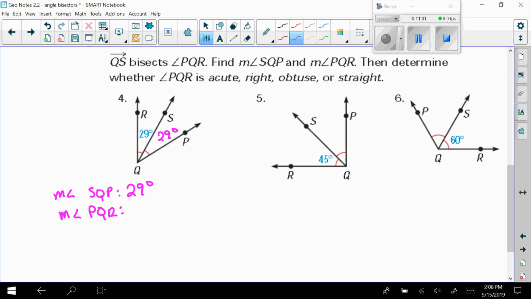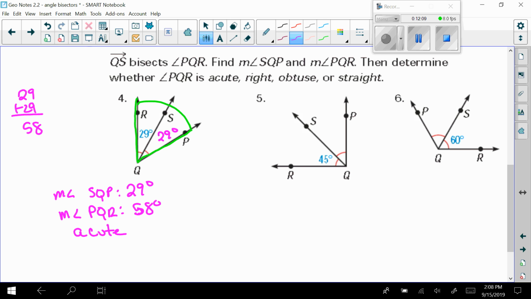And then PQR is the outside angle. So we need to take the two 29-degree angles and add them together, right? 29 plus 29. That's 58. So PQR is 58 degrees. And then I want to know, is PQR acute, right, obtuse, or straight? Well, we can look at this number and decide. So everyone should be able to identify a 58-degree angle is acute.